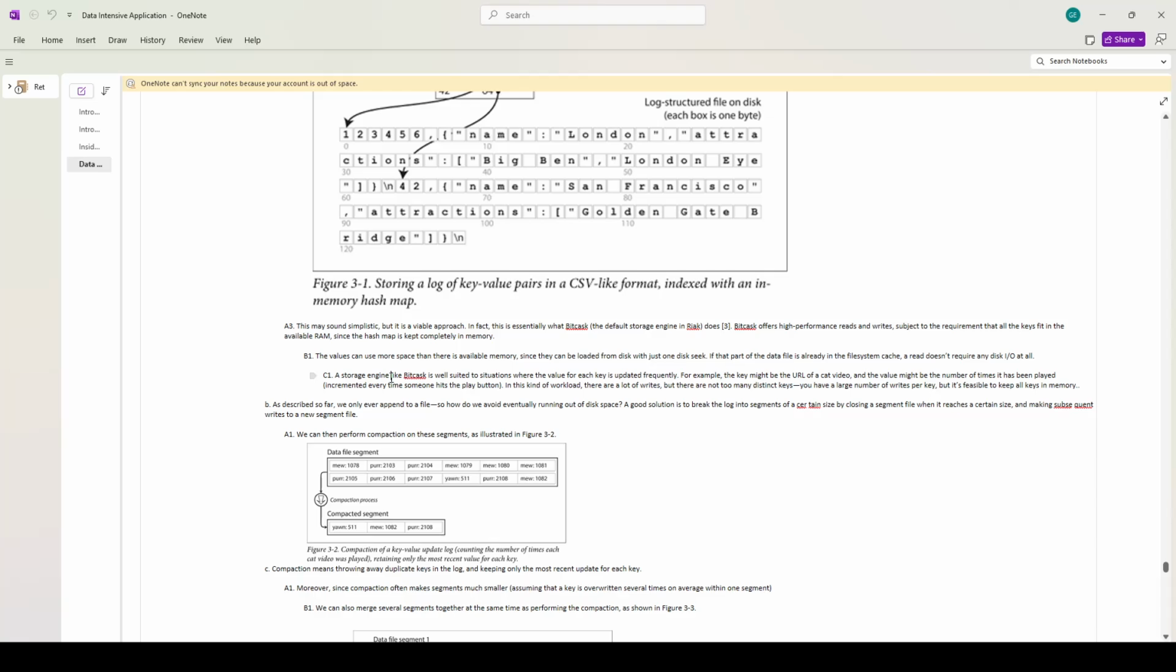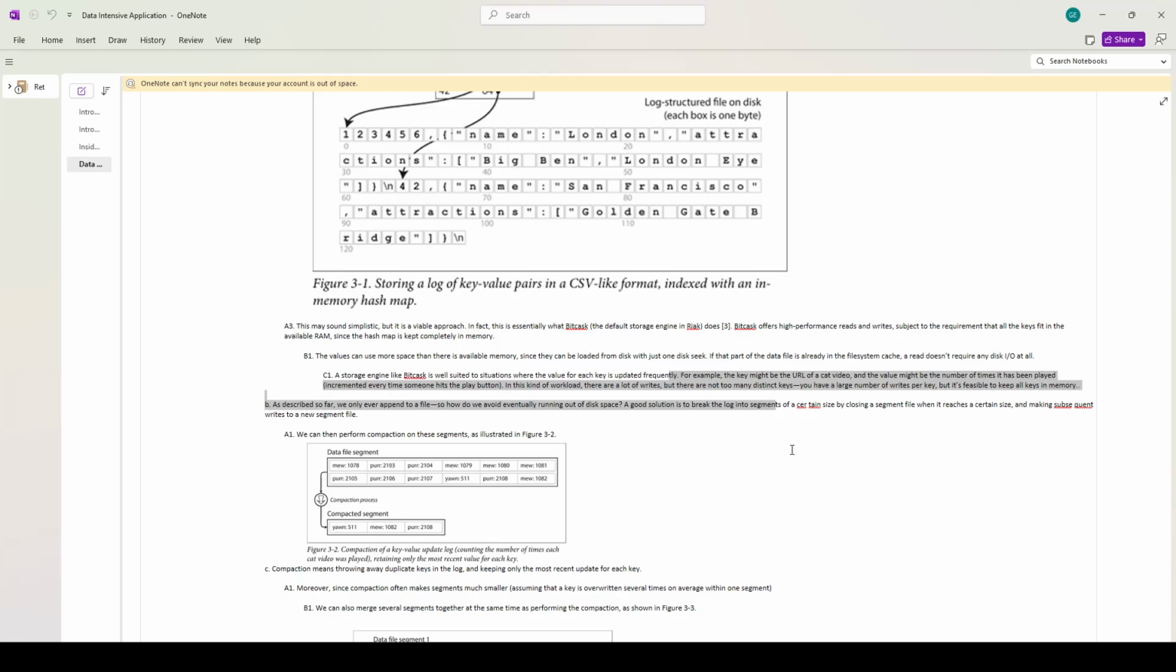A storage engine like Bitcask is well suited for situations where the value for each key is updated frequently. For example, the key might be the URL of a cat video and the value might be the number of times it has been played, incremented every time someone hits the play button.